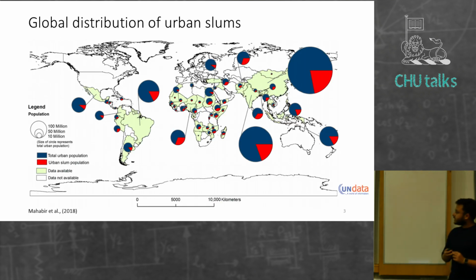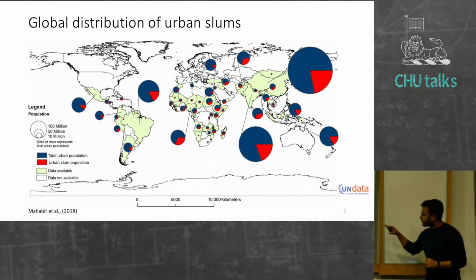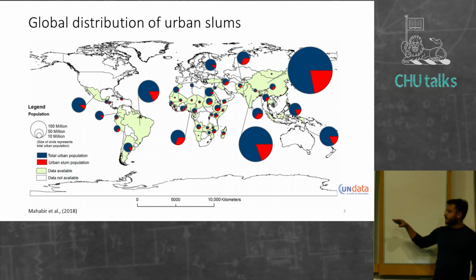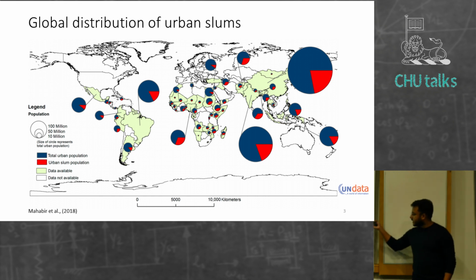So this is the global distribution of urban slums. We can see that more urban slums are present in the global south, and for countries like China and India, almost a quarter of the total urban population is living in slums. So it's a very big problem, a very current challenge that urban planners and even the countries in the global south are facing.